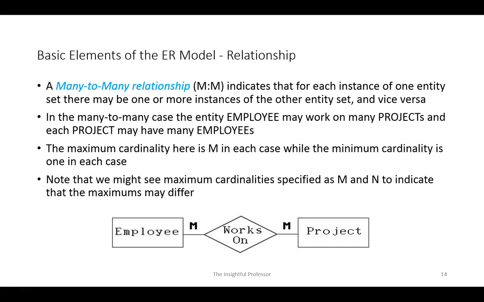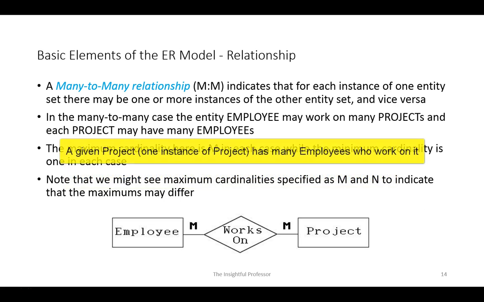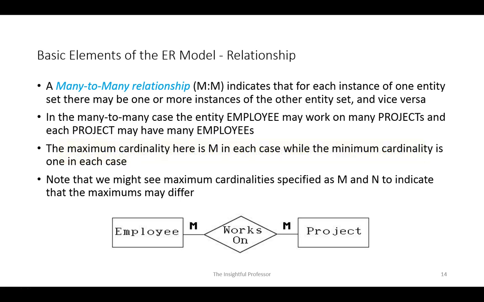understand. So in this example, we could say a given employee, that is, take one particular employee instance from within the set and examine that. A given employee works on many projects. A given project has many employees who work on it. So in situations where the actual maximum cardinality is known, it's possible to indicate that actual upper limit instead of simply using a letter like M or N as kind of a general statement that it could be anywhere from 1 up to some astronomical number.